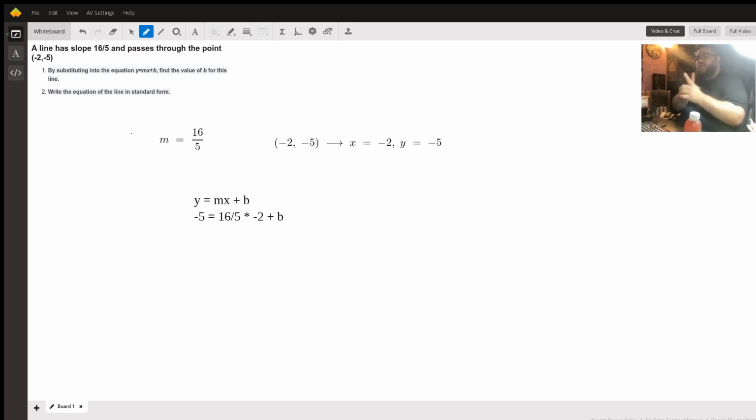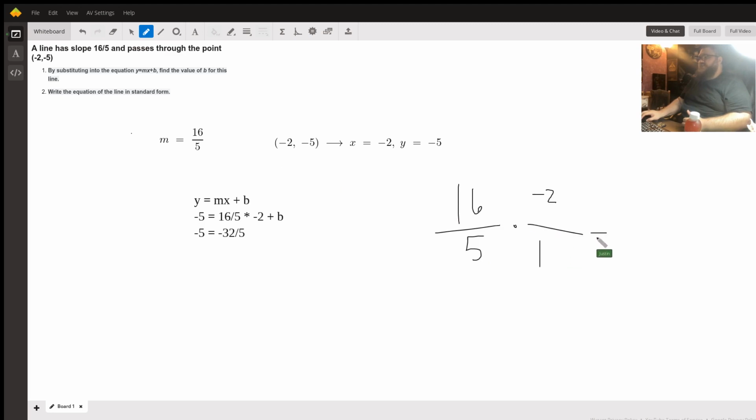To solve for b, we're going to have to put the 16 over 5 times -2 together. And when I do that, I'm going to get -32 over 5. To do that, I did 16 over 5 times -2 over 1. I'll try to write this. I don't have my pen here, so forgive the sloppy handwriting. But I made it into 2 fractions. And when you multiply fractions, multiply straight across, right? -32 over 5. Okay, and then I'm going to go back here, and now I have plus b.